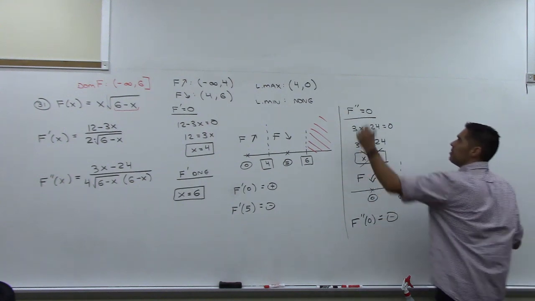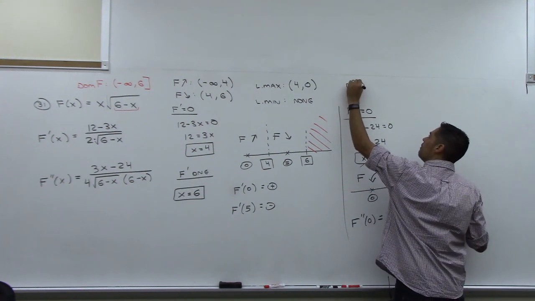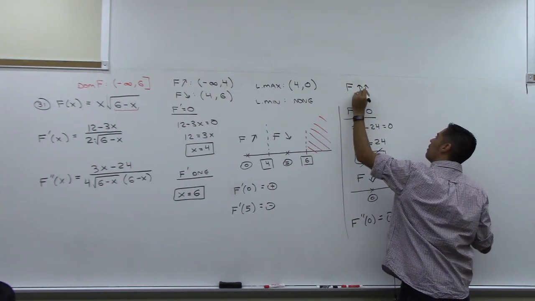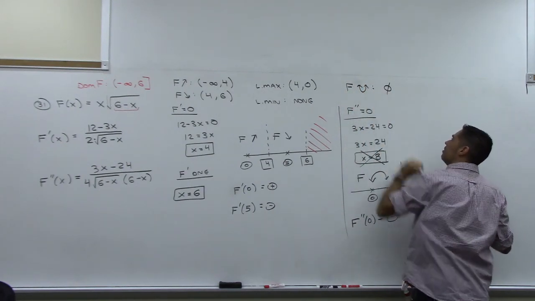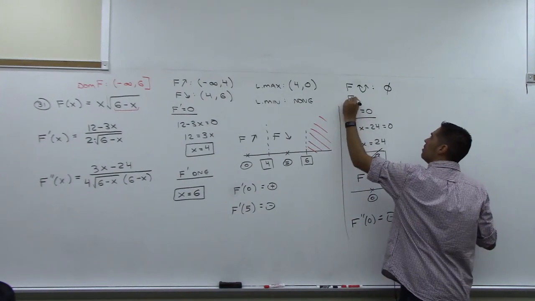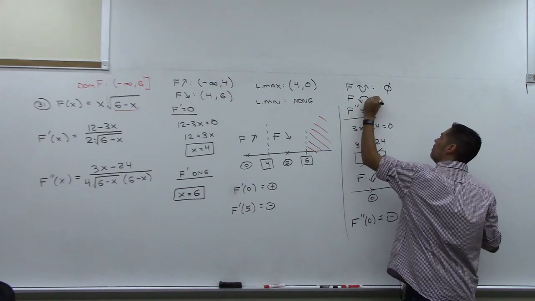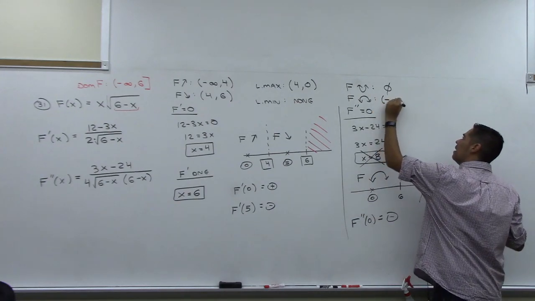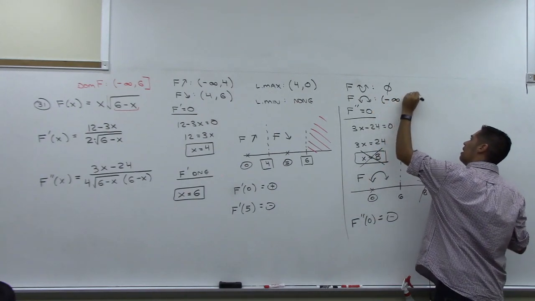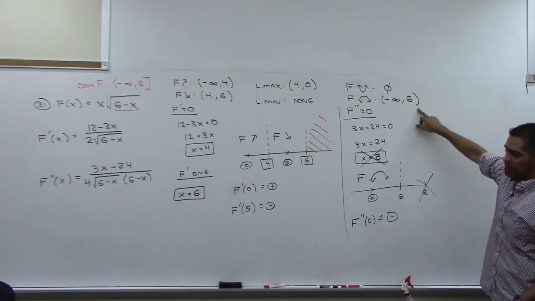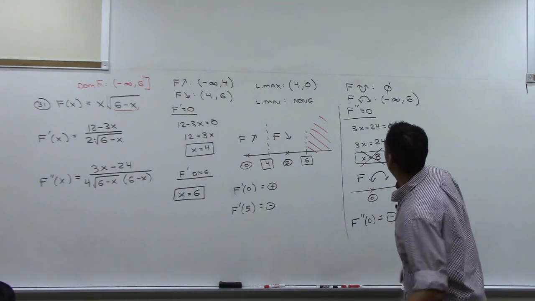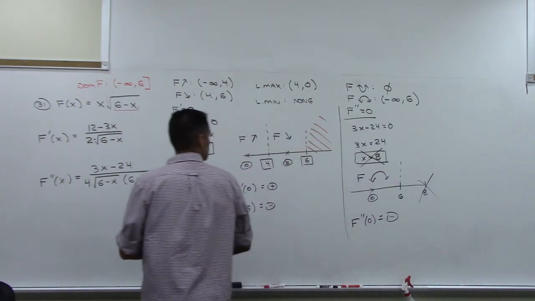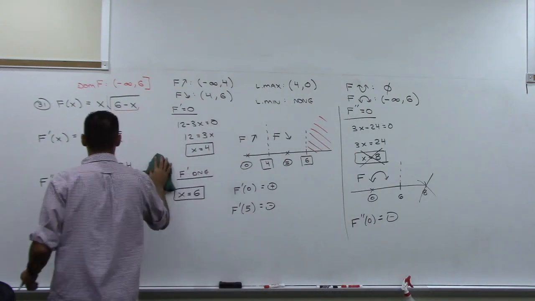So I can say this, my original function is concave up, where? Never. So we put empty set. Where is it concave down? Well, on its entire domain, from negative infinity to 6. And again, you can use the parentheses there, and that's okay. All right. I think we're good. All right, I'm going to try and draw it.